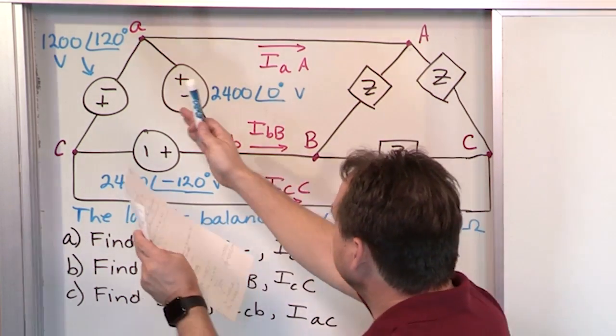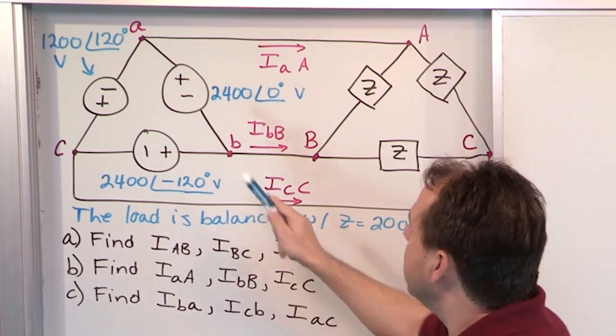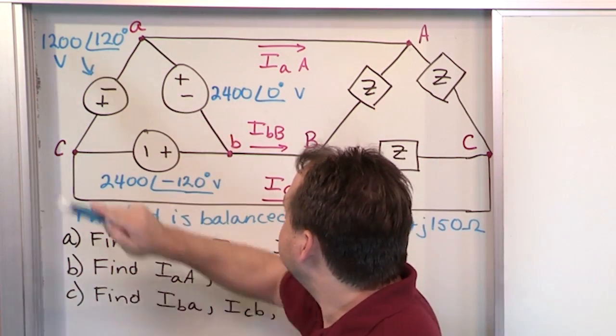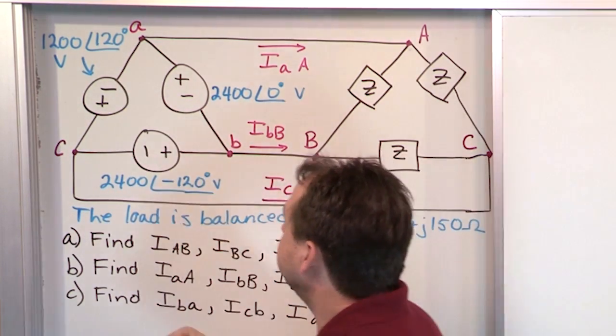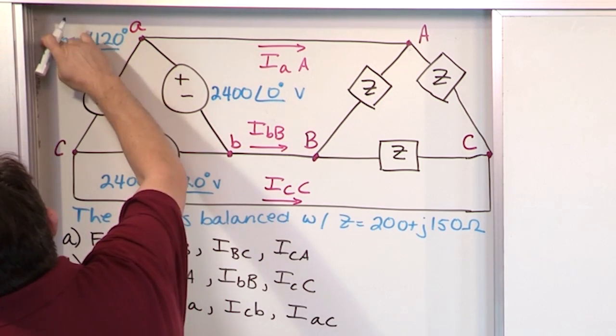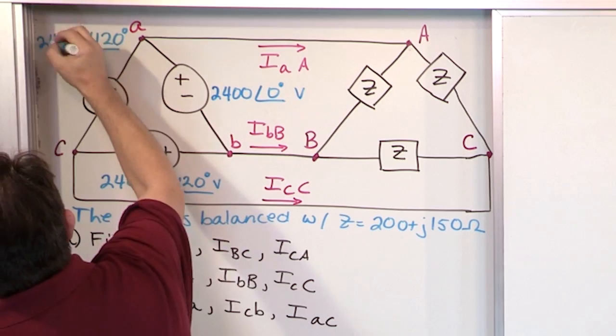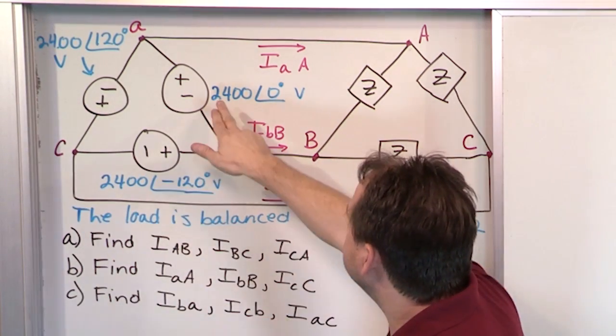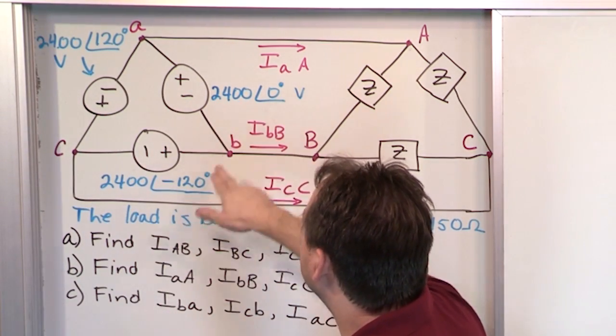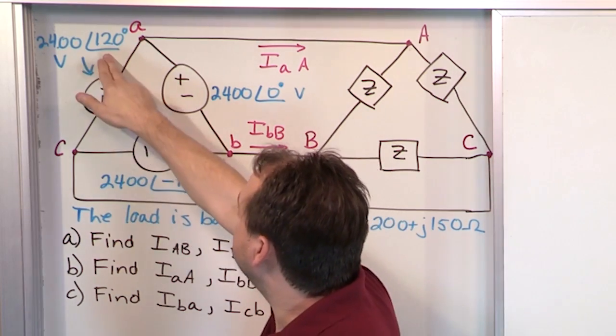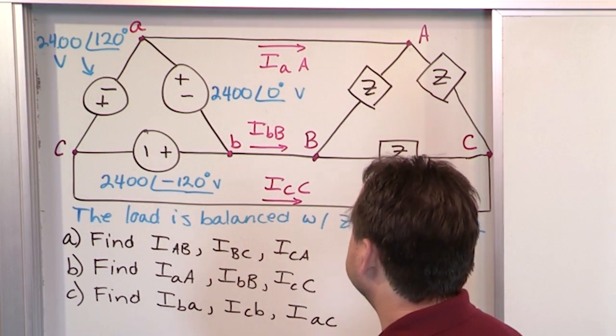So we have a delta source connected to a delta load. Each phase of the source has a magnitude, well, it looks like I have a typo right there. This is not 1200, this is 2400. They should all match. So we have 2400. One of these phases has an angle of 0, the other one's minus 120, and the other one's plus 120. So it's a balanced three-phase set.